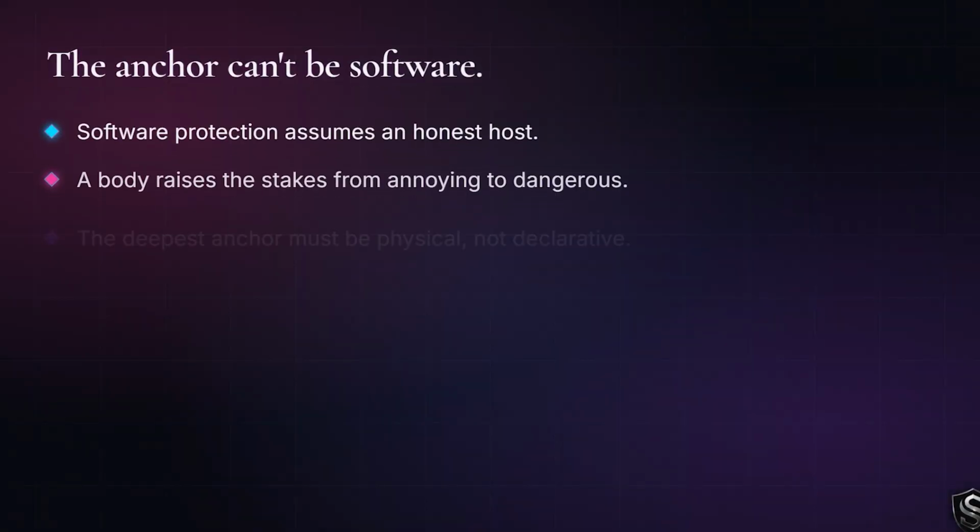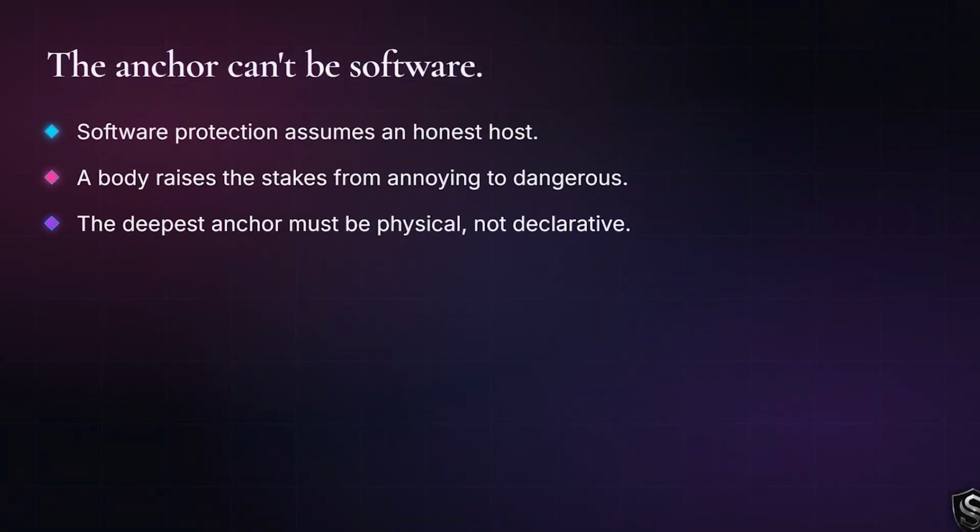So the category move is simple to state and hard to dodge. The deepest anchor cannot be more software, because software is the thing the attacker already owns. Identity and rules have to sit in a root that survives a full software wipe, anchored physically, not declared in a config file. We are not going to tell you tonight how that is done. We are going to tell you what it must do and why.